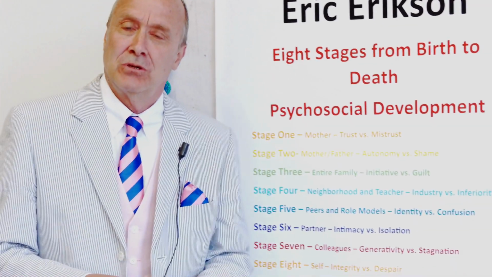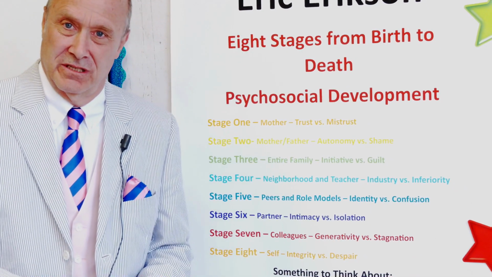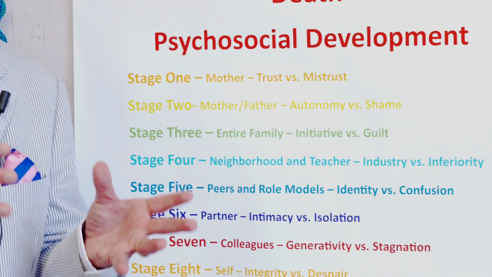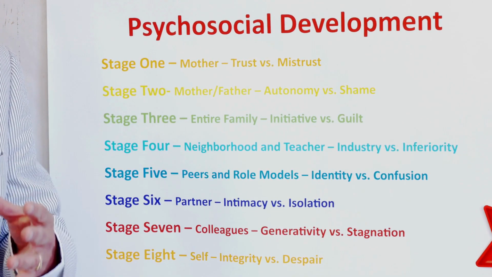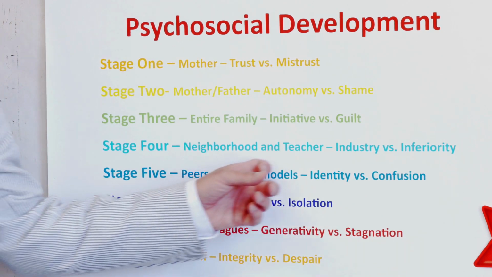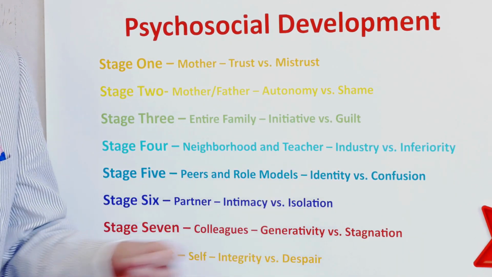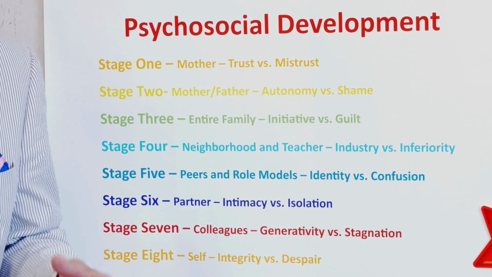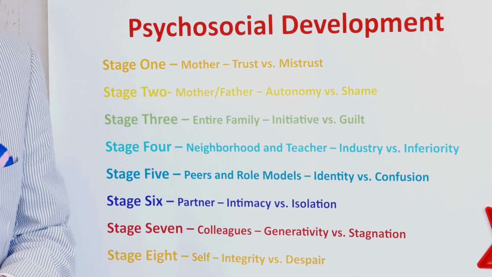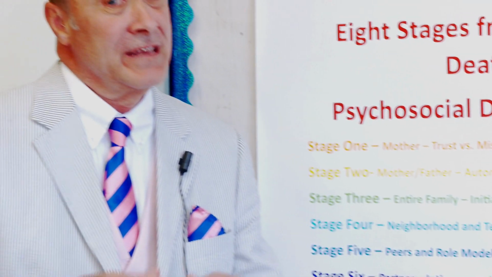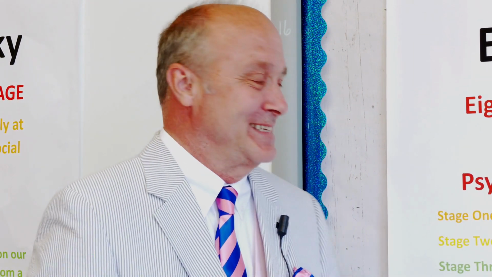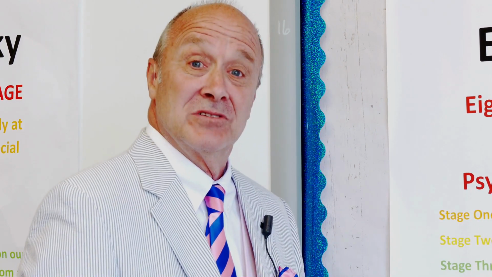Stage 4, the neighborhood, and then we bring in the teacher in stage 4. So this is around the school age, age 5 and 6, all the way up to around 11. And we know that teachers become very important in a child's life, almost even more important than the parent. You know, the parent might be hearing the child say, well, Mr. Cole says, you know, and he knows. You don't know what you're talking about, Mom and Dad. So the teacher becomes very important in stage 4.